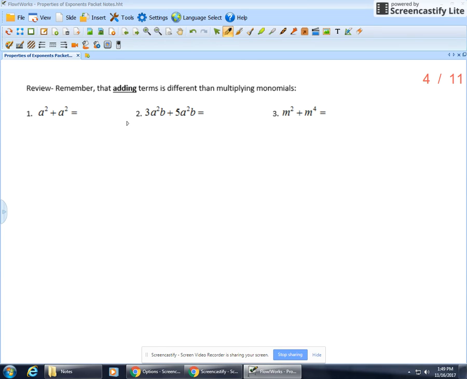All right. If you're adding, it's different than multiplying. If you're adding, there are no special rules. They have to just be combining like terms. So are these like terms? Answer is yes. How many of them are there? There's 2. Therefore, we could say there's 2a squares.